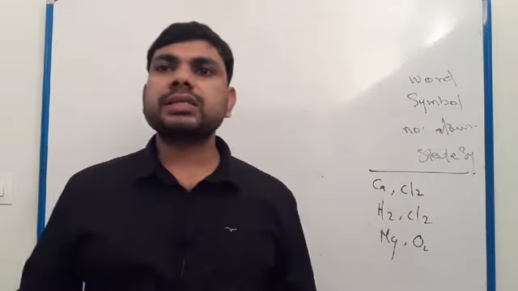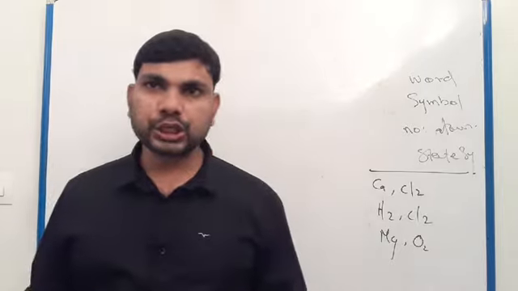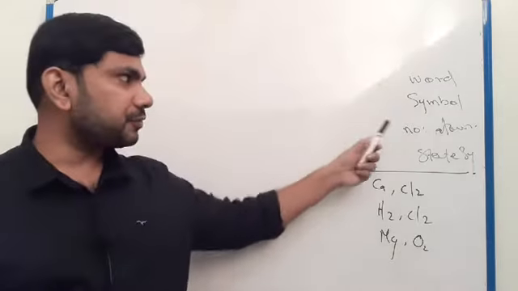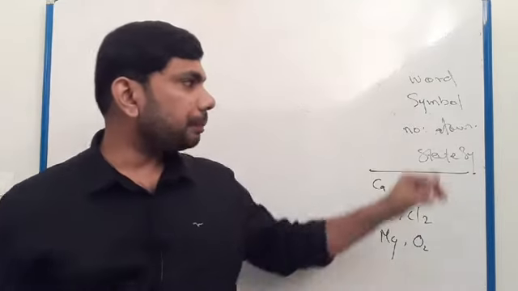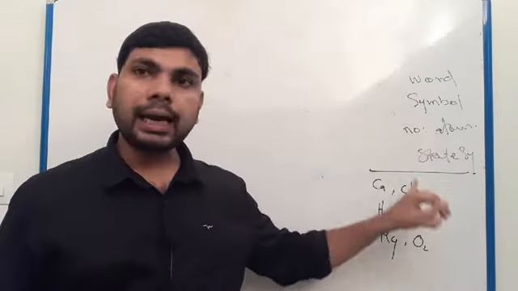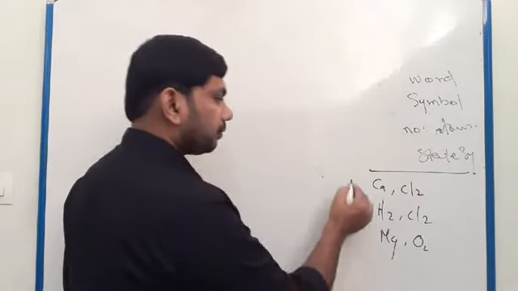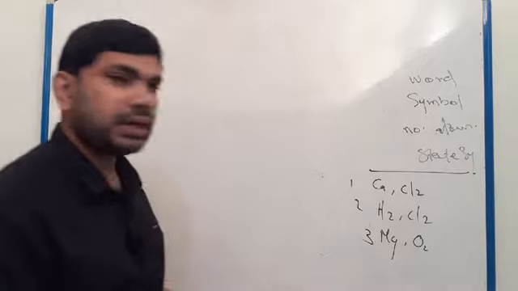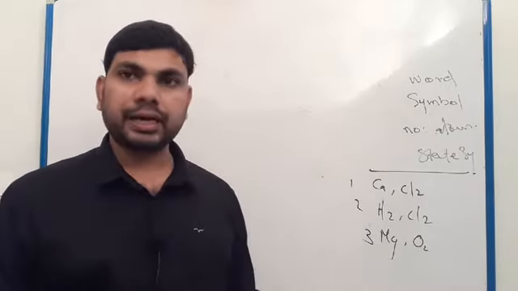Okay, so we discussed how to make chemical formulas for different chemical reactions. These are the different steps. First, we have to make the word equation, then the symbol equation, balance the number of atoms, and add state symbols. We have three different chemical reactions and we have to make chemical equations for them.